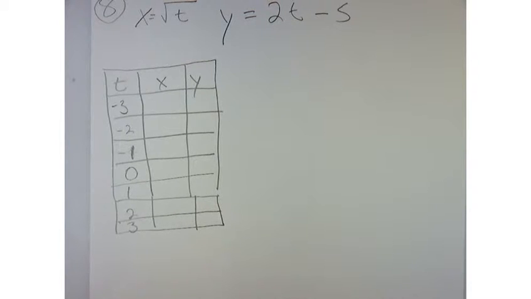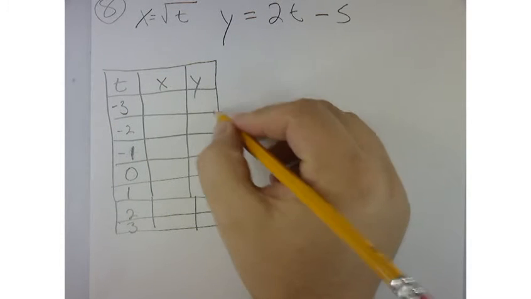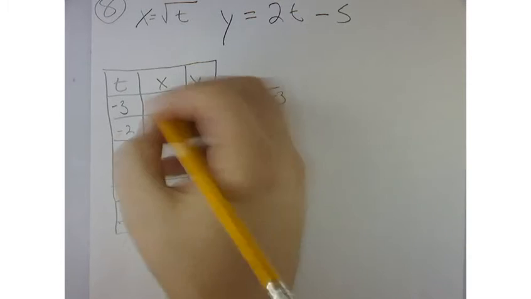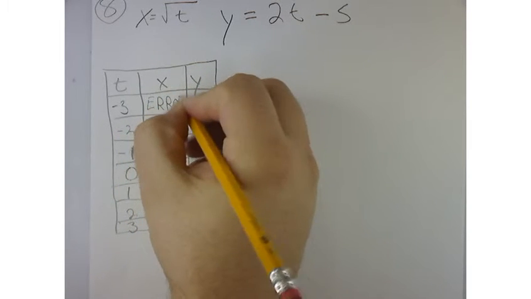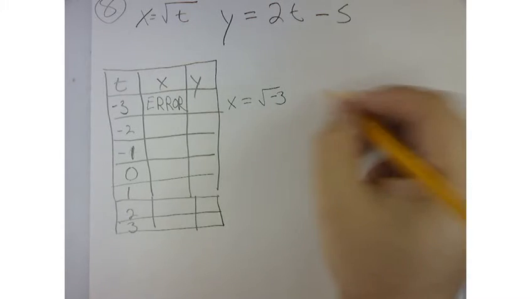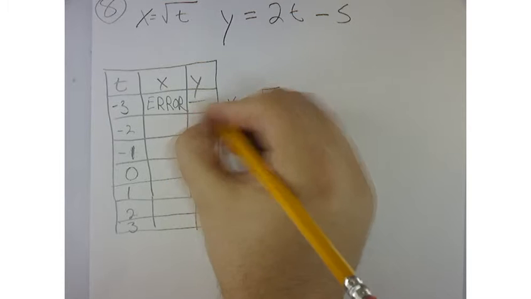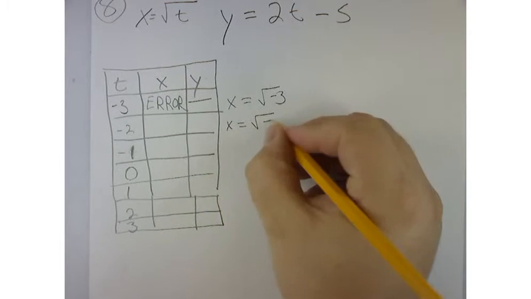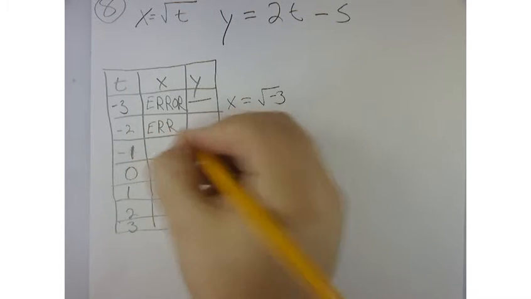Well, to find the x value, I've got to take the square root of these numbers. So if I were to do this one, I would say x is equal to the square root of -3. I can't do that. So at this point, that point doesn't exist. And here, if I were to say x equals the square root of -2, I can't do that either. That would be an error. So that point doesn't exist.